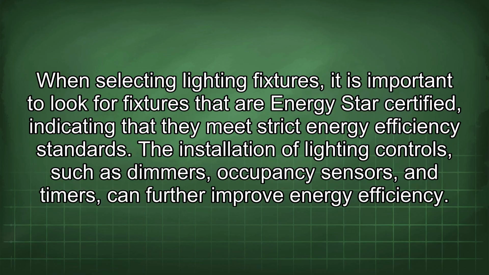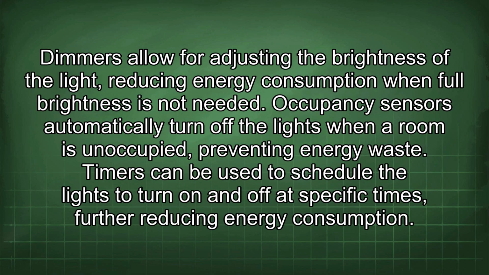The installation of lighting controls, such as dimmers, occupancy sensors, and timers, can further improve energy efficiency. Dimmers allow for adjusting the brightness of the light, reducing energy consumption when full brightness is not needed. Occupancy sensors automatically turn off the lights when a room is unoccupied, preventing energy waste. Timers can be used to schedule the lights to turn on and off at specific times, further reducing energy consumption.